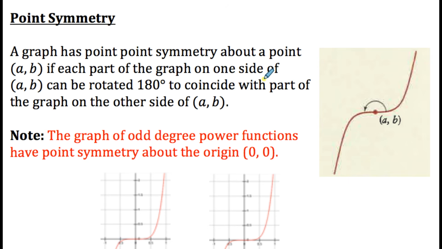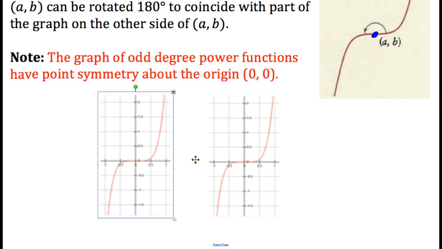Now let's talk about symmetry of odd degree power functions. They do not have line symmetry. They have what's called point symmetry or rotational symmetry. So these graphs have a point that if you were to rotate the function 180 degrees around that point, you would have the exact same graph. So notice, I've got the same function twice here. These are clearly odd degree power functions. Oh, and I should mention also odd degree power functions have that point symmetry at the origin, at the point (0, 0). So at this point right here, that's where the point symmetry is for odd degree power functions.